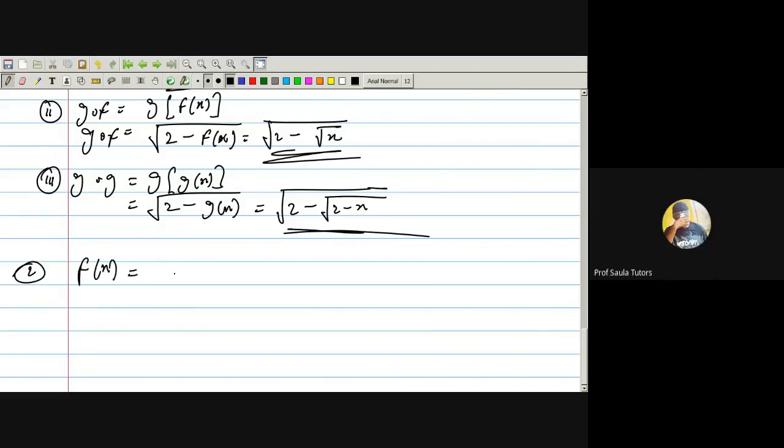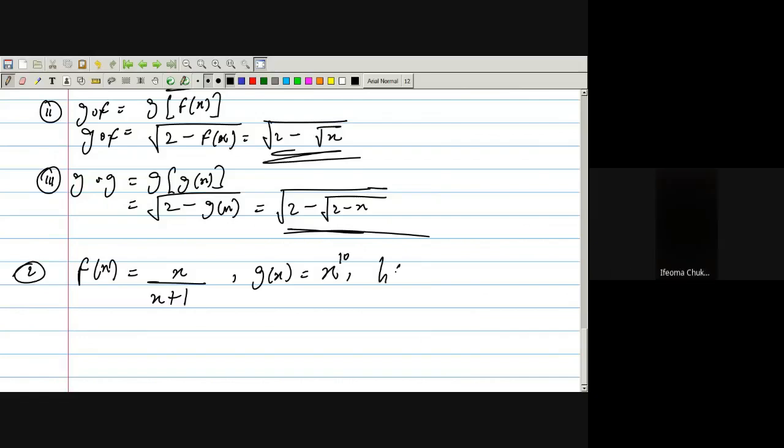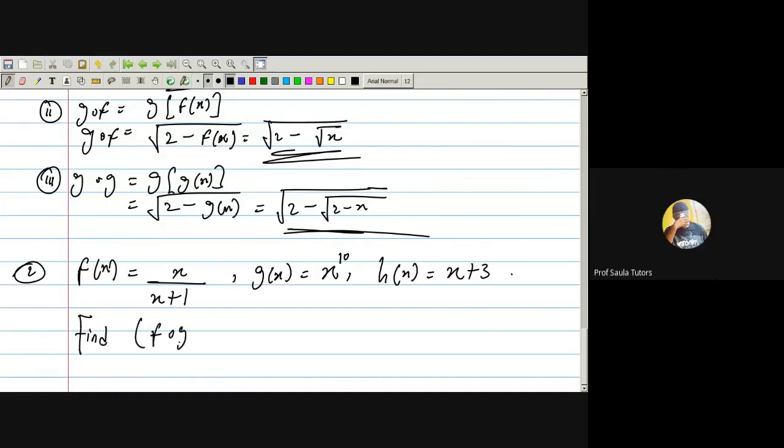So f of x is x over x plus 1. And g of x is x to the power of 10. H of x is x plus 3. Now the question is, you have to find f of g of h of x. That's the question.